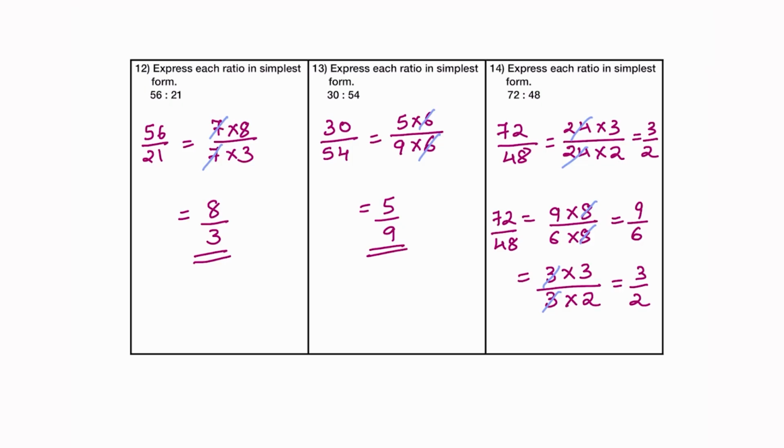So if you know the times tables for bigger numbers, you can go this method. If not, you can go this method. There's nothing wrong in either of the methods. They both are correct. Question 15.